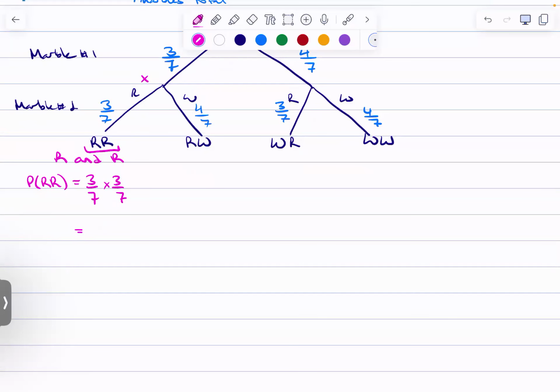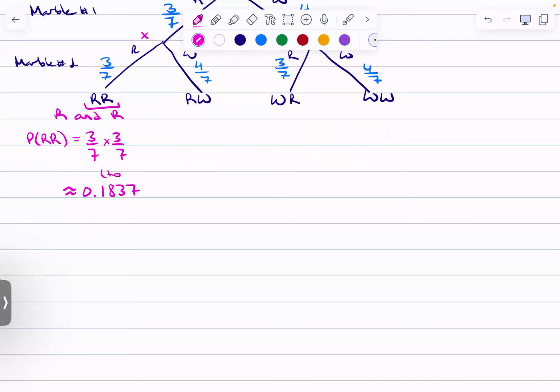which is roughly, now I'm going to round here, let's keep 4 decimal places, 0.1837 to 4 decimal places.